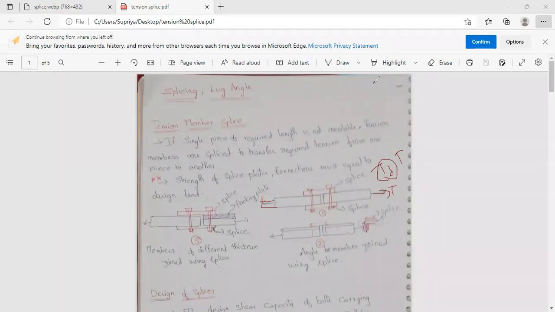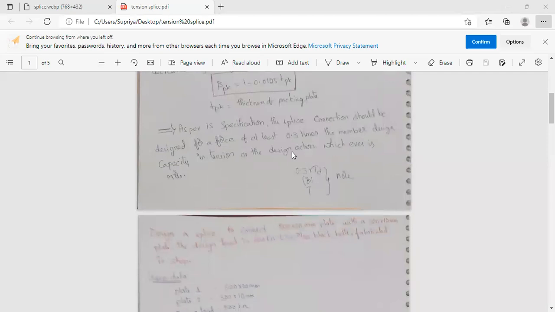So what load do we consider while designing the tension splice? Among 0.3 TD and T, whichever is more, that we have to consider. Sorry, not the least, the more. Whichever gives the more load, we consider. So this is about the design of tension splice. Design of connection, either bolted or welded, and how to find the strength of a tension plate, we have already discussed.